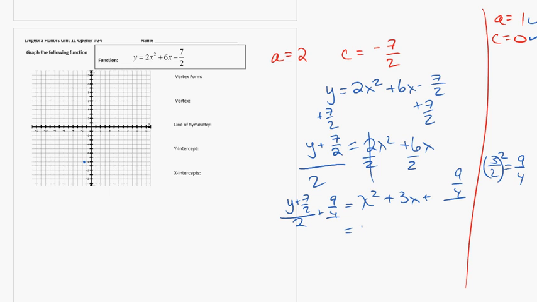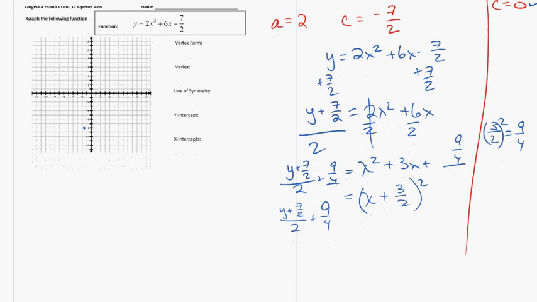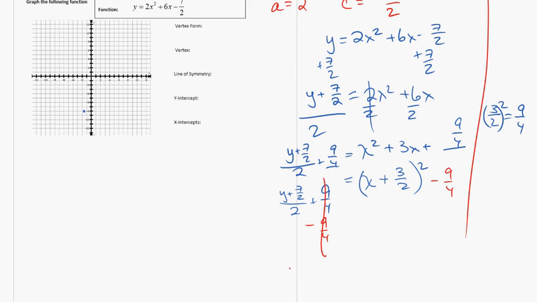So the left side I know is x plus half of my b value, all quantity squared, equals y plus 7/2 all over 2 plus 9/4. And now I'm going to get y alone by undoing each thing I did before. So I'm going to now subtract 9/4 from both sides. Next step, I'm going to multiply everything by 2. So I get y plus 7/2 equals 2 times the quantity x plus 3/2 squared. So I multiply that term. Multiplying 9/4 by 2, I get minus 9/2.